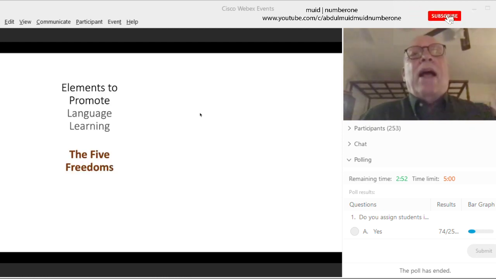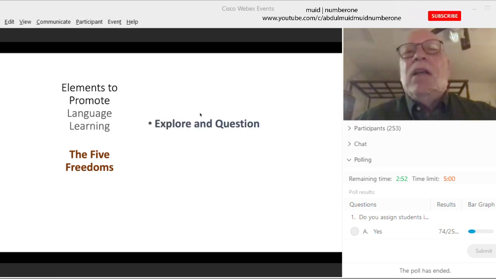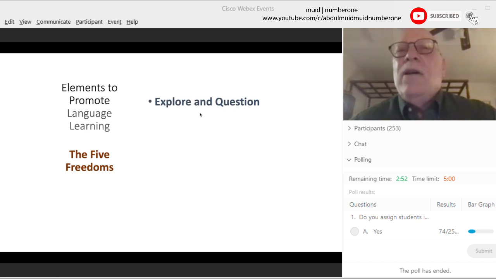Okay, so elements to promote language learning, the 5 freedoms. The freedom to explore and question. Your students need that freedom to explore the content, to question what the content is saying, to question what you are saying, what they're trying to do, what they're doing, to explore and to question, to ask questions.